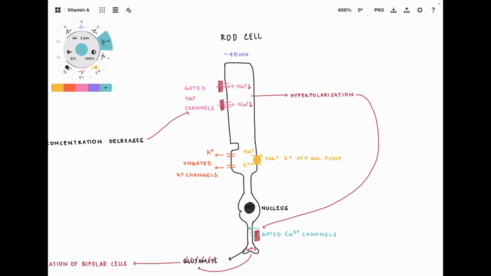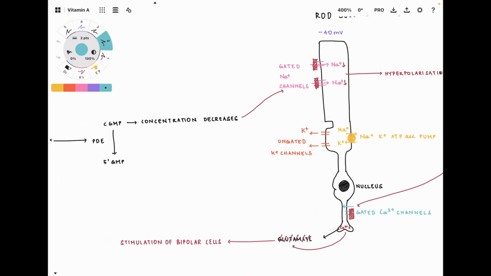This hyperpolarization further closes the gated calcium channels. This leads to a decrease in the influx of calcium ions inside the rod cell. This further increases the electronegativity inside the rod cell. This increase in electronegativity decreases the secretion of glutamate from the rod cell. Glutamate is an inhibitory neurotransmitter. This decreased release of glutamate, or inhibitory neurotransmitter, stimulates the bipolar cells, which allows for further transduction.